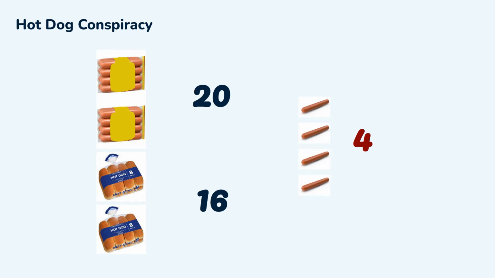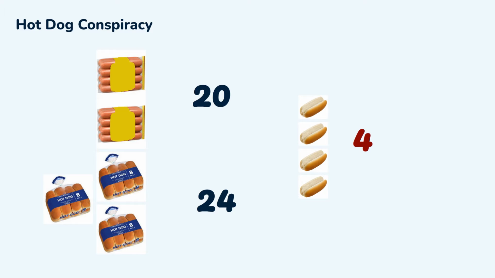You fix it by buying an additional package of wieners, and after preparing 16 hot dogs, your remainder is going to be 4 wieners. If you buy a third package of buns, now you have 24 buns, still 20 wieners, and after preparing 20 hot dogs, you are gonna have 4 buns left.